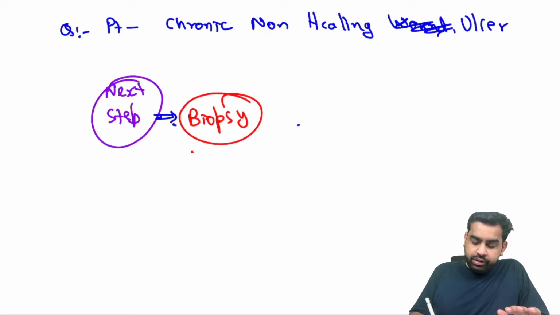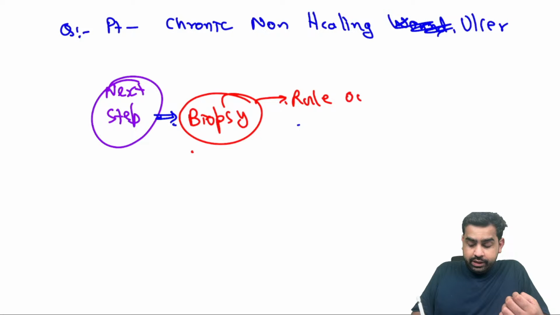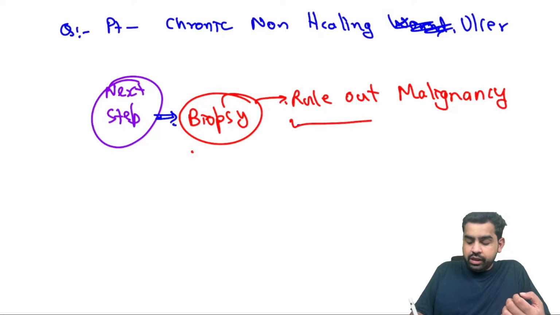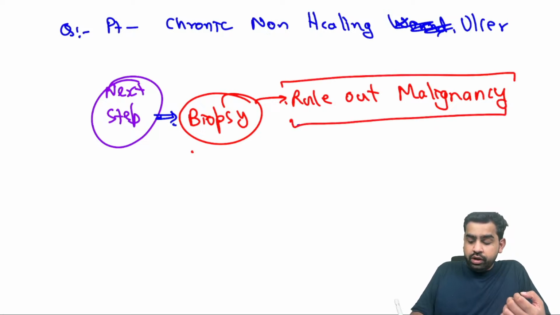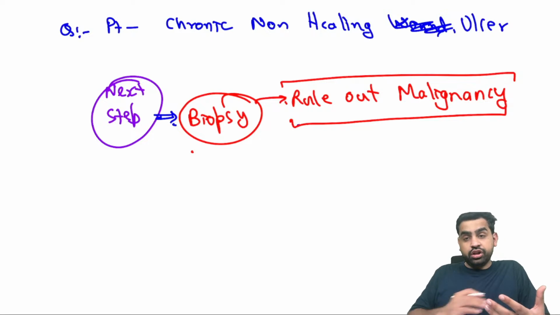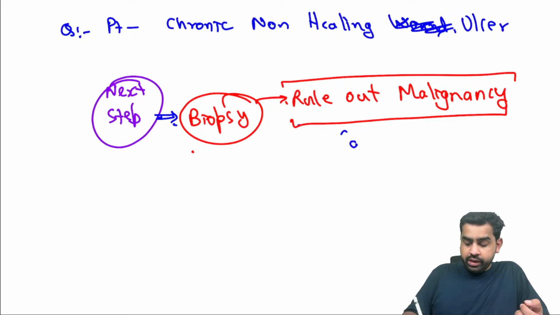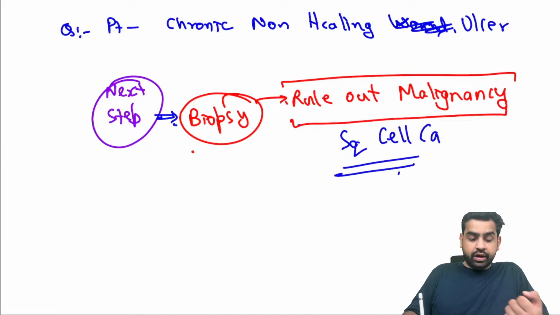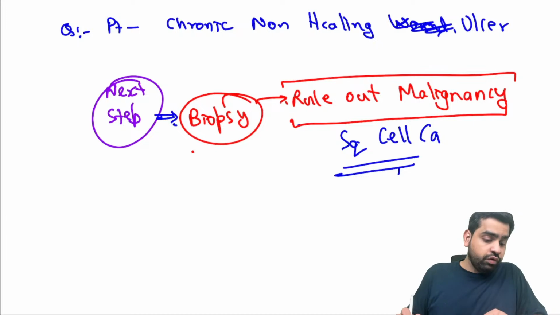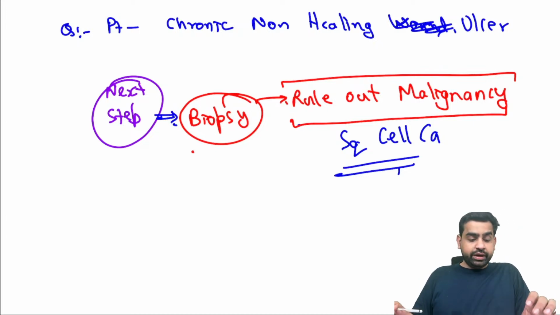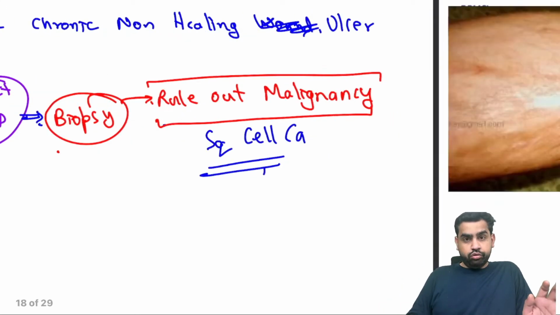Why do you want to take a biopsy? Because by taking a biopsy, you want to rule out malignancy. What kind of malignancy do you want to rule out? The most common malignancy which happens in chronic non-healing ulcers is squamous cell carcinoma. So that's what you have to rule out over here, a squamous cell carcinoma.